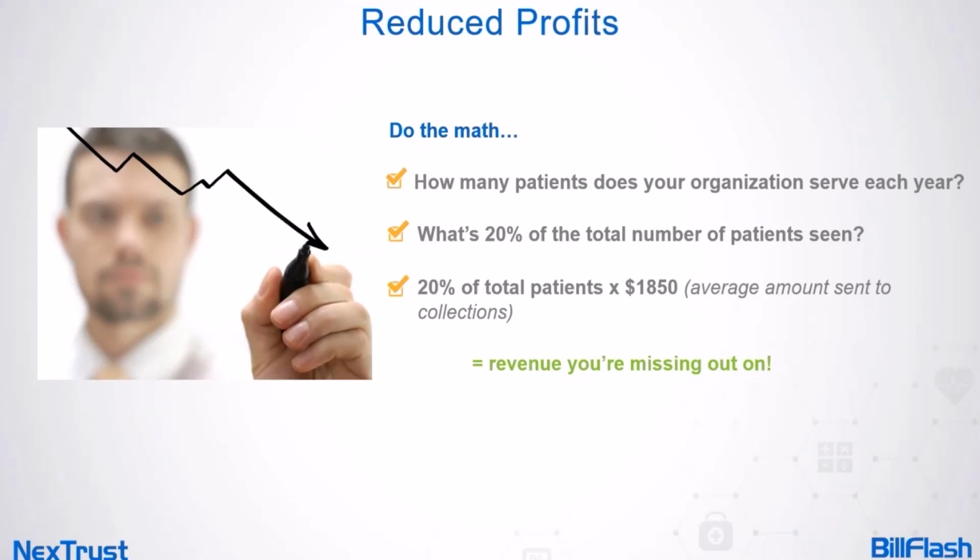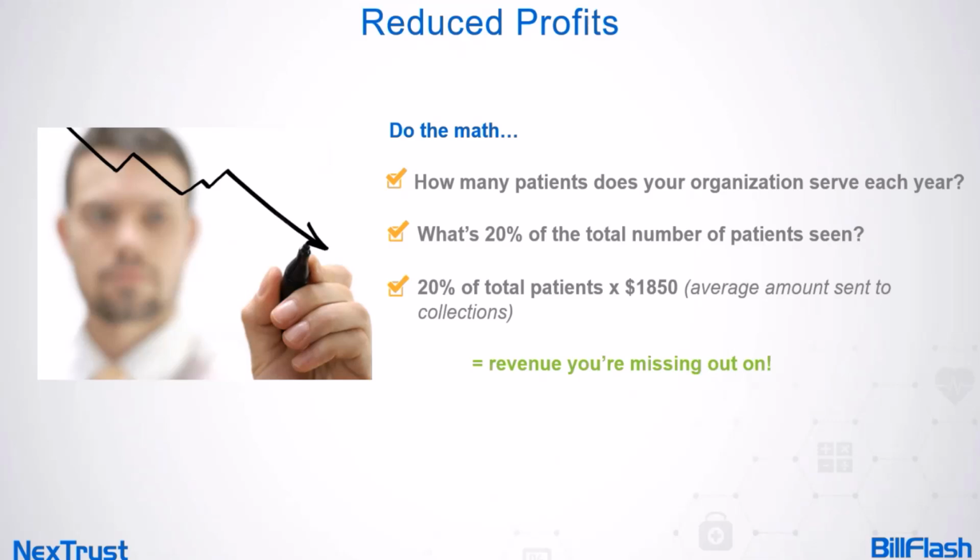It's very easy to calculate the impact past due AR can have on your revenue. How many patients does your organization serve each year? What's 20% of the total number of patients seen during that period? 20% of the total patients times $1,850, which is the average amount sent to collections, equals the revenue that you're missing out on.